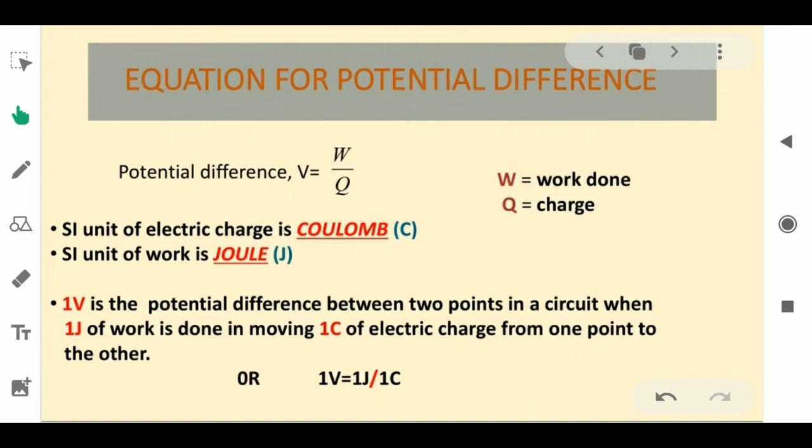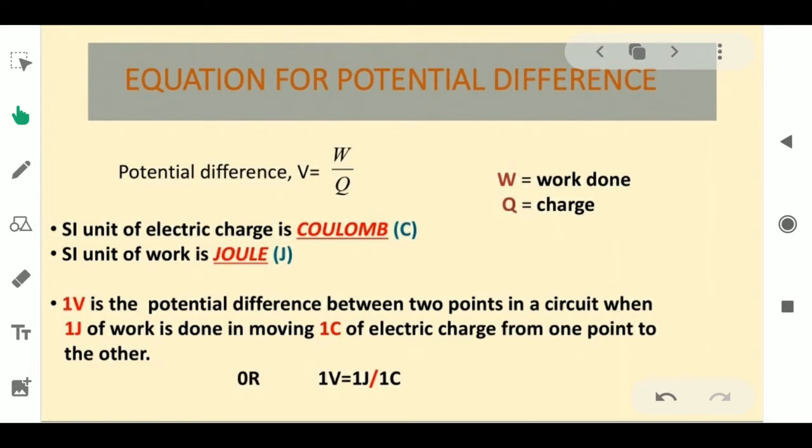Then what is the SI unit of charge? Coulomb is the SI unit of charge. It is denoted by the letter C. In the same way, the SI unit of work is joule, denoted by the letter J. Clear? Yes. Then what is the definition of 1 volt?